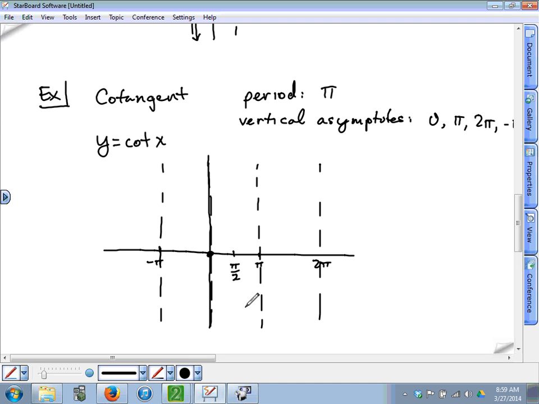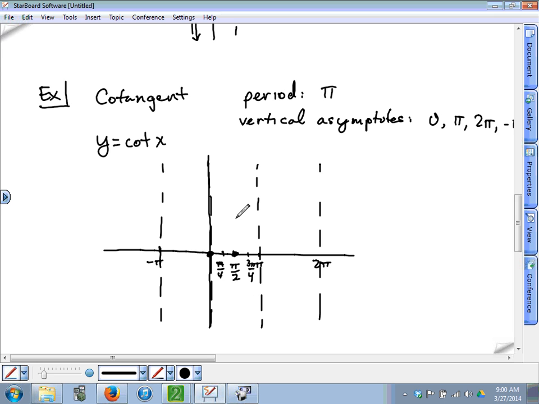Where is cotangent of pi halves? Look at your unit circle. Pi halves is 90 degrees. Remember, the definition of cotangent is x over y. So it's 0. So the cotangent passes through the x-axis at pi halves. And just for sake of time, I've got to speed this up. If you cut this up into equal intervals on either side, how do we mark those? Pi fourths and 3 pi fourths.